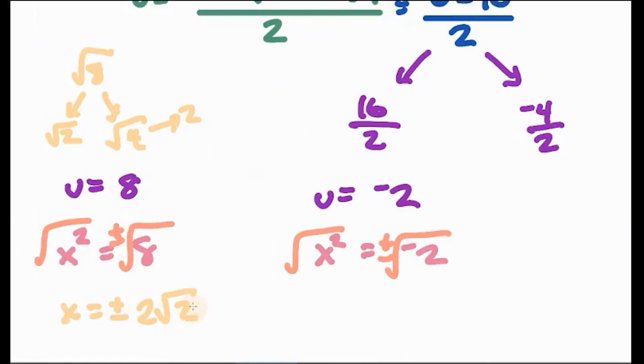So that's 2 of the answers, and we should have 4. Do the same thing here. It's going to be x is equal to plus or minus, I'm going to pull the i out, so it's going to be i times root 2. And those are the 4 answers that you should have.